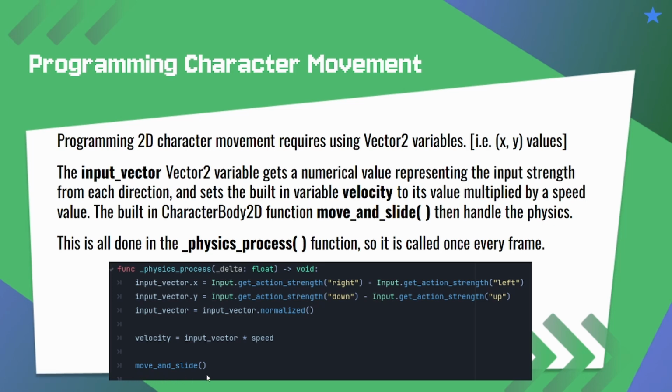So this is a pretty important function in the CharacterBody2D node. So this will get all of this information and cause the player to move. Then this is done in the physics process function, so this gets called once every single frame.